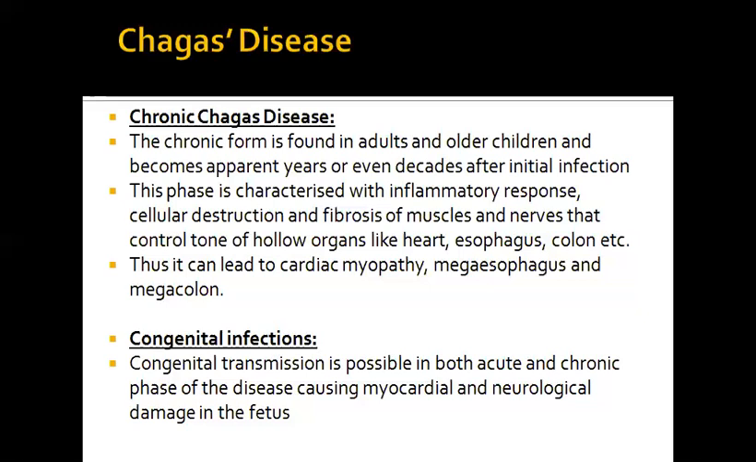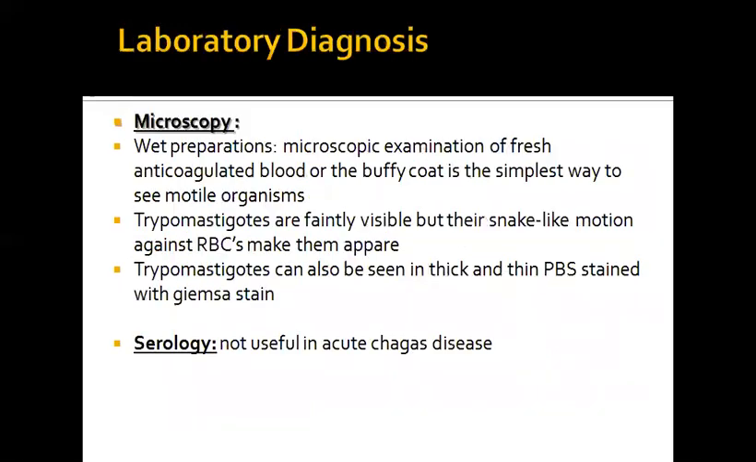Congenital infection can also occur, so congenital transmission is possible in both the acute as well as the chronic phase of the disease, and it results in myocardial or neurological damage of the fetus.